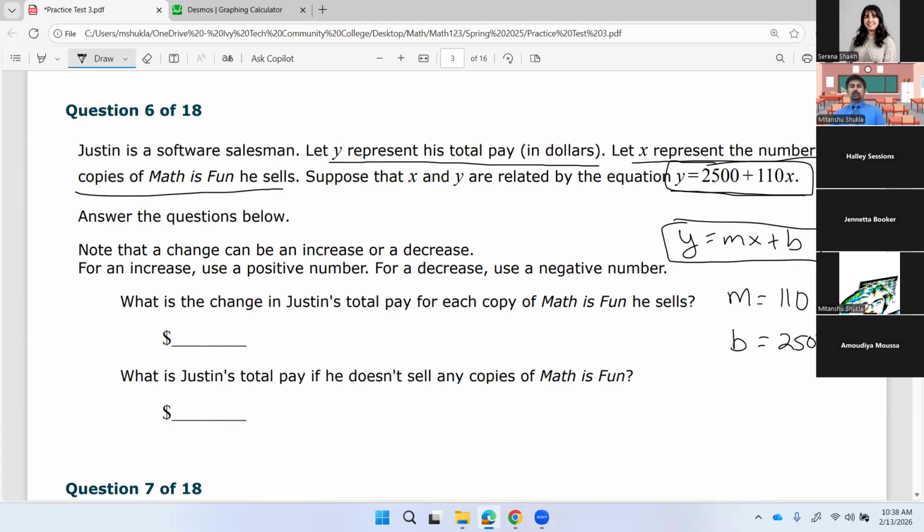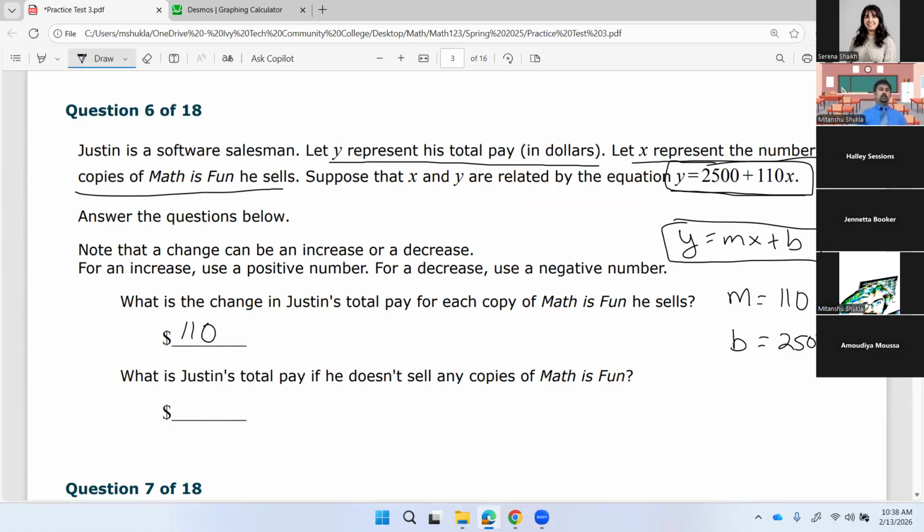Now, let's answer this question. What is the change in Justin's total pay for each copy of Math is Fun he sells? What's that sound like? A change in. What represents change in? $110. Yes, it's the slope. Very good. I agree. Slope is change.